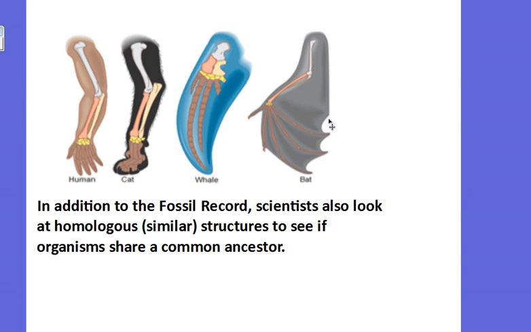So even though all of these limbs look different from the outside, from what we can see with the covering on it, when you look at the skeleton, they all are very similar. The arrangement of the bones is similar. The size and shape of them is a little bit different, but the way they're arranged in space is very similar. So that's evidence of common ancestry.